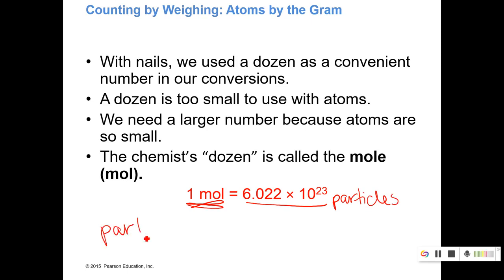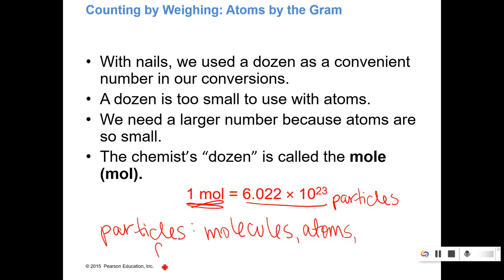Now, particles can be several things. They are molecules, atoms, formula units. Remember, those are for ionic compounds, the smallest piece of an ionic compound, and also ions. Sometimes we break substances apart and they're broken into ions, and that is very similar.